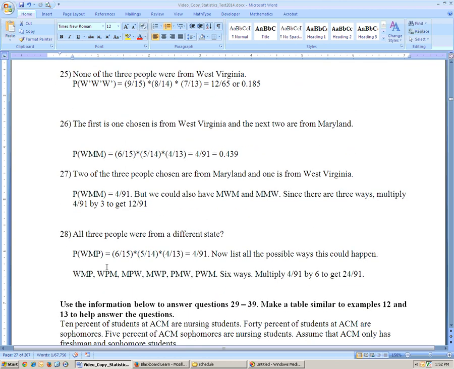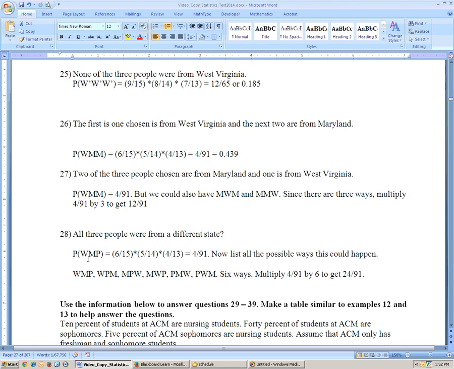And 28 is similar. It says, what's the probability that all 3 people are from a different state? Well, first figure out one way that they could be from a different state. For example, the first person from West Virginia, the second person from Maryland, and the third from Pennsylvania. The probability the first one is from West Virginia is 6 out of 15. Next one from Maryland: there are 5 people from Maryland, and we haven't used any up yet, so that'd be 5 out of 14 because we did use up one person. And then how many people from Pennsylvania? There are 4 people from Pennsylvania, out of 13. Multiply these fractions together, you get 4 out of 91.